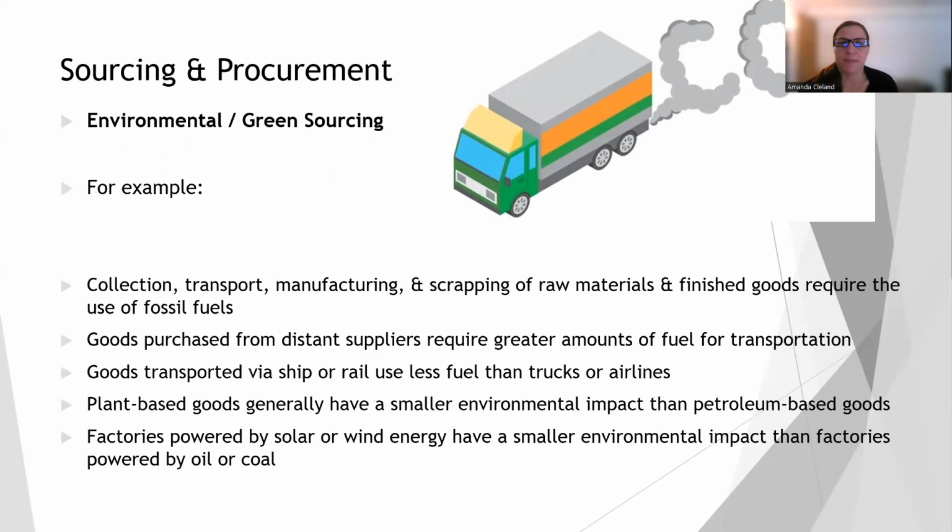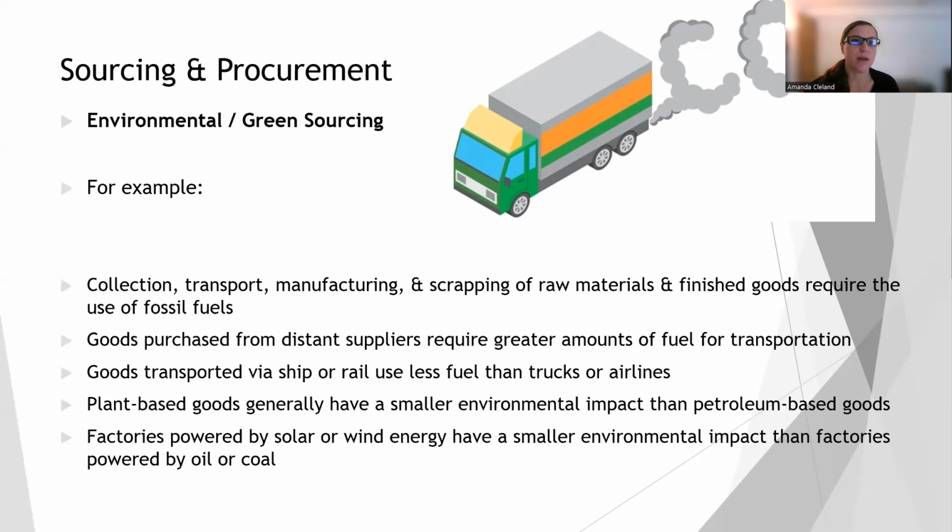So for example, we know that the collection, the transport, manufacturing all require the use of fossil fuels. We can purchase goods from distant suppliers that are halfway across the world. That's going to require greater amounts of fuel for transportation. We also know that if we transport via ship or rail, we're using less fuel than trucks or airlines.